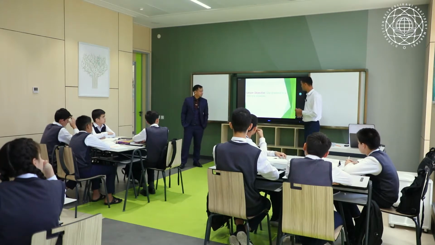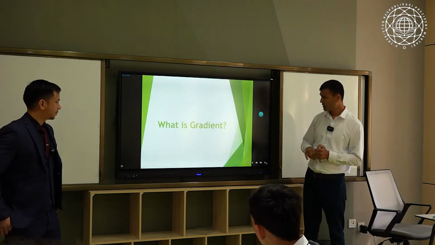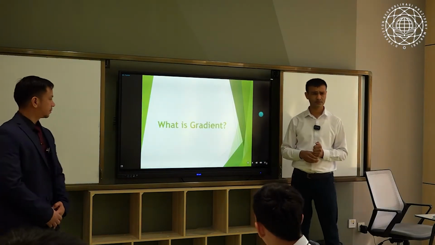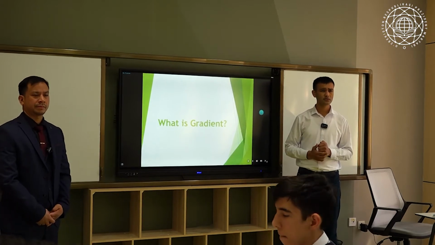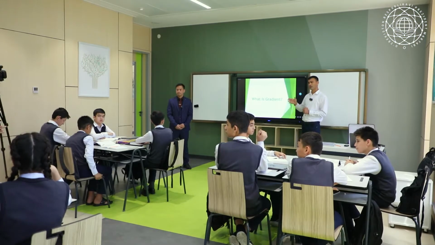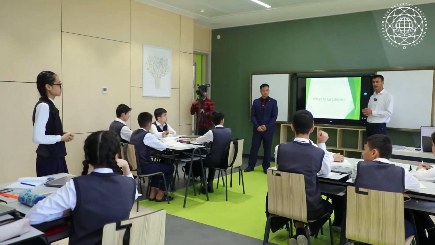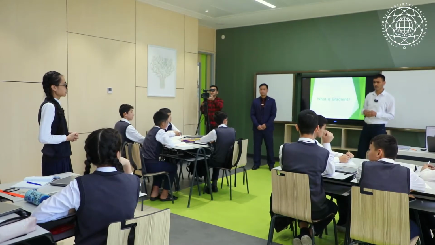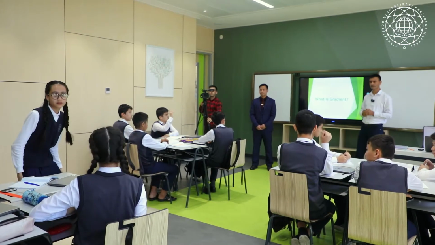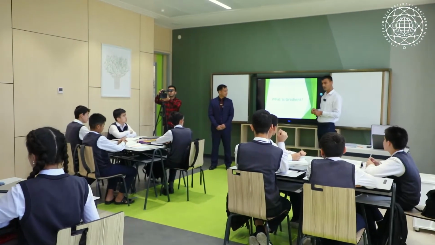Today's lesson objective: use gradient in a real life situation. What is a gradient? Gradient is the change in y over the change in x. If we use real life, for example, going down or going up, how do we find it? Rise over run. Okay.